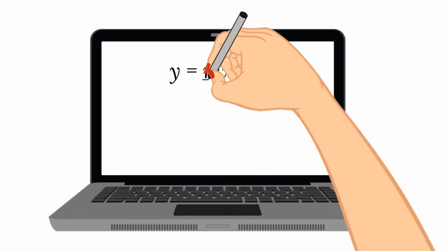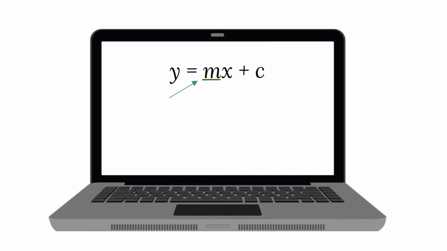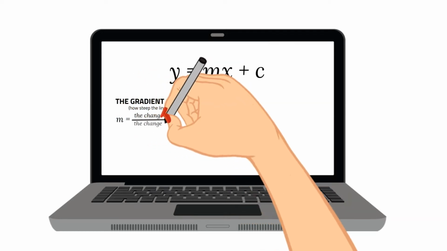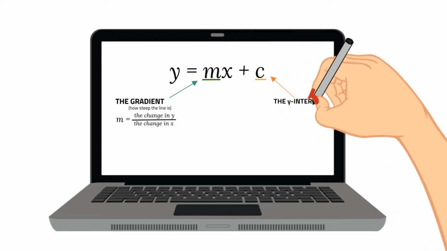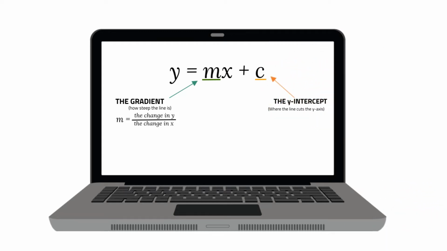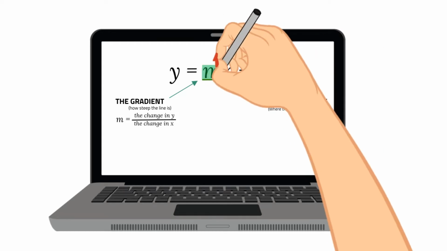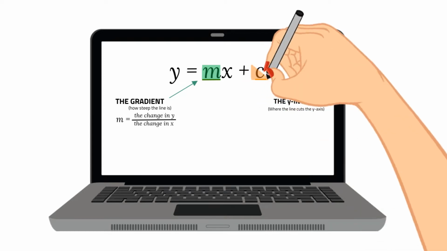Now here's a little recap of that video. So we learned that y equals mx plus c is the equation of a straight line, and the m gives the gradient, which is how steep the line is. And to find m, we do the change in y over the change in x. C is simply the y-intercept, which is where the line cuts the y-axis. And once we have the value of m and the value of c, then we know the equation of that straight line.